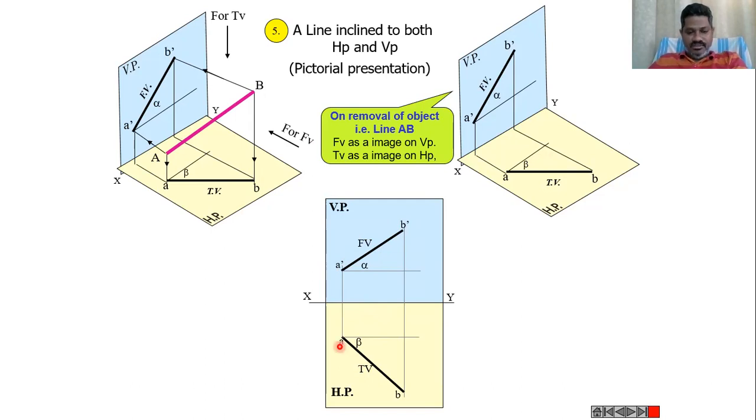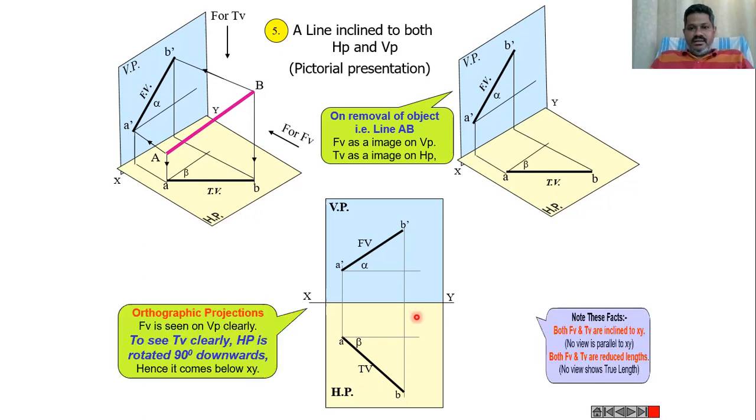And similarly, project this point down. Then draw an inclined line with the horizontal plane, with a given beta angle. Then this line will intersect at this location. That will become our point B, AB and A dash B dash. So these are the projections of the line when it is inclined to both the planes.